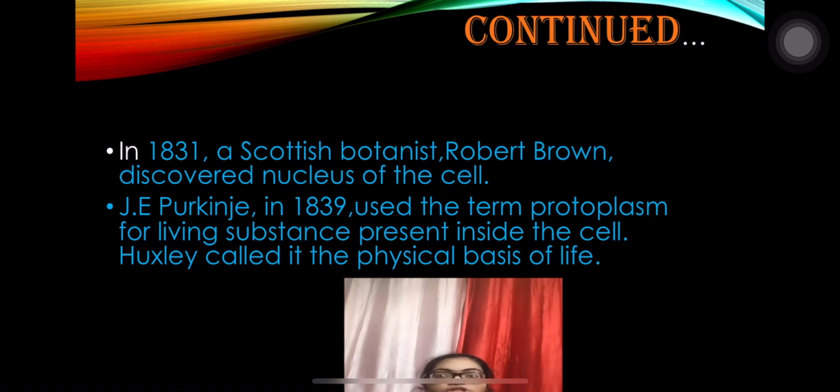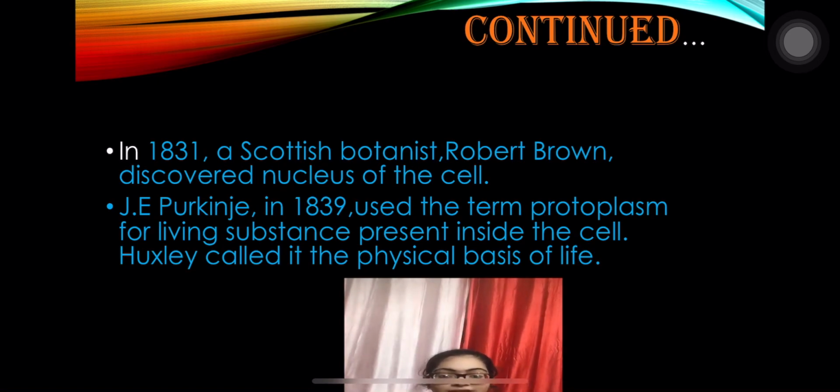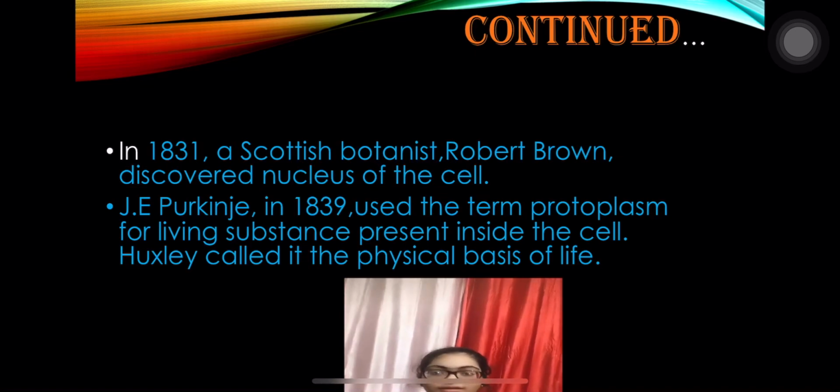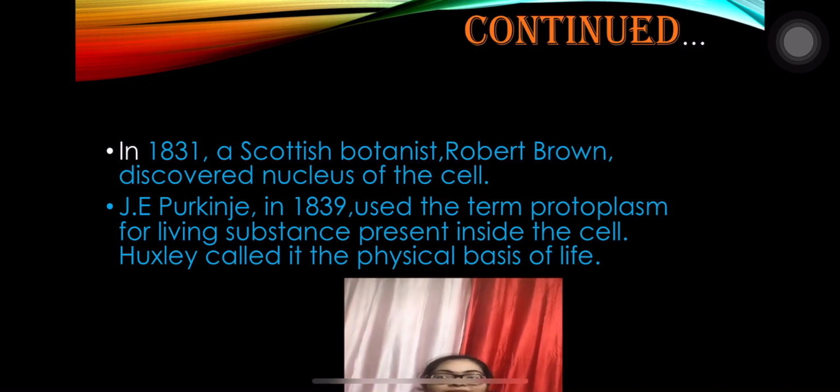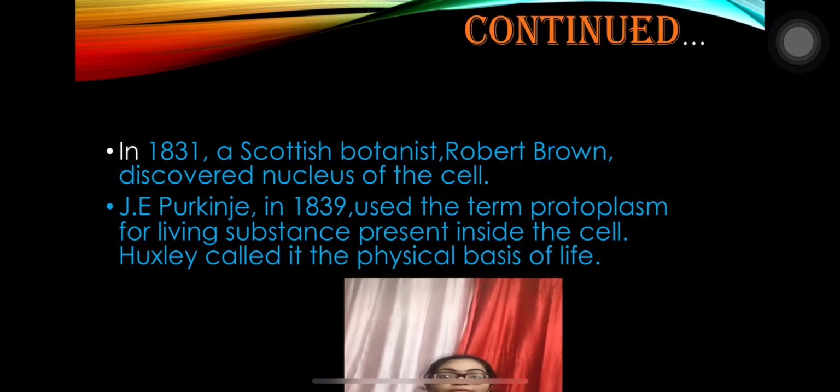J. Purkinje in 1839 used the term protoplasm. Who used the term protoplasm? J. Purkinje. In which year? 1839. For the living substance. What is protoplasm? The living substance present inside the cell.